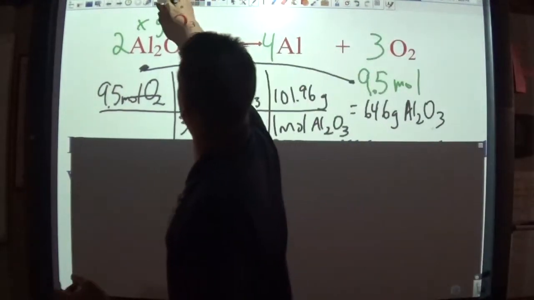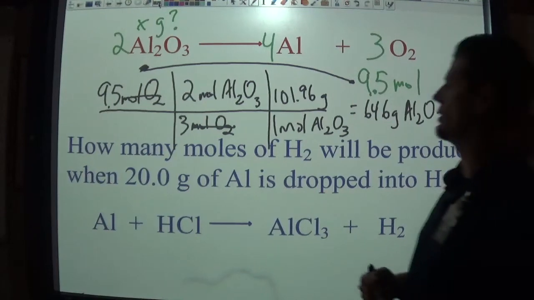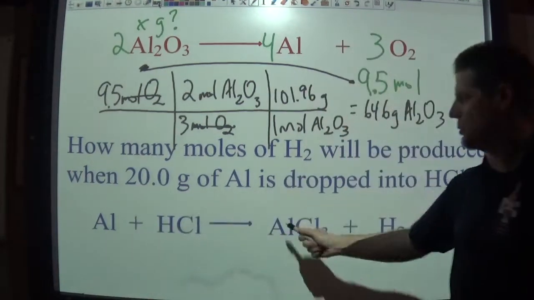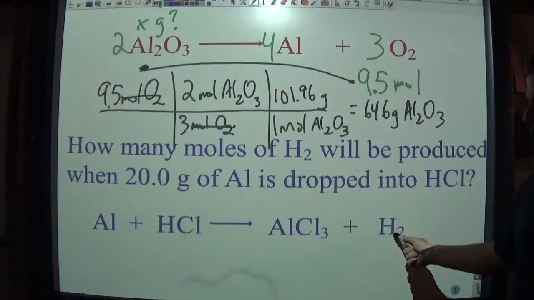Let's look at this other sample I have here on the board. How many moles of hydrogen will be produced when 20 grams of aluminum is dropped into hydrochloric acid? So again, in order to do this problem, I have to balance the equation first. I have aluminum on both sides, we're good. I have 1 hydrogen and, oh no, 2 hydrogens.